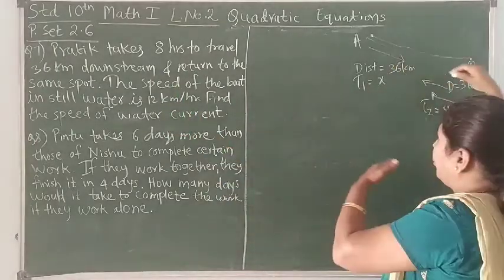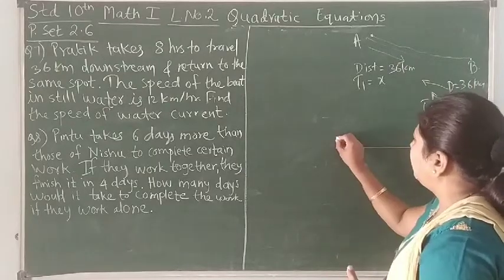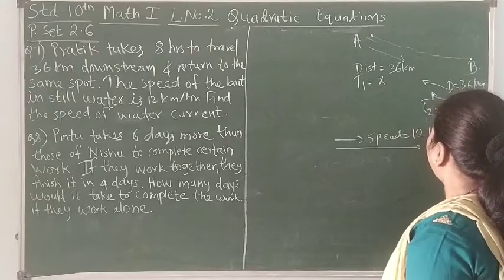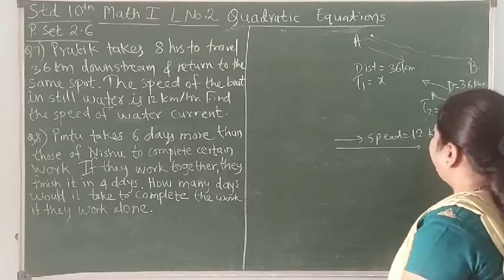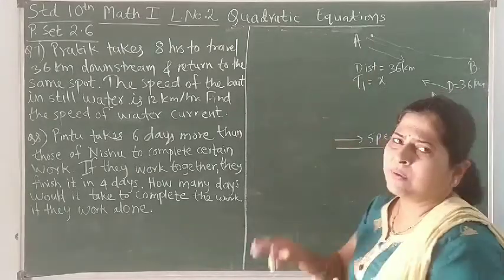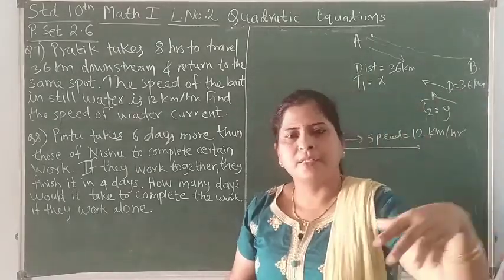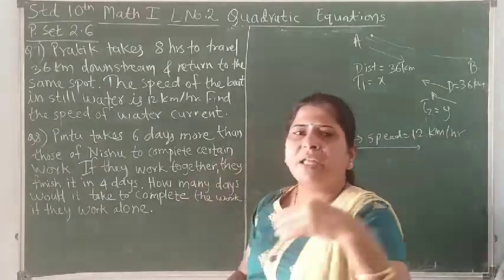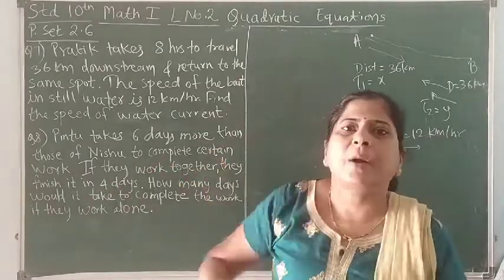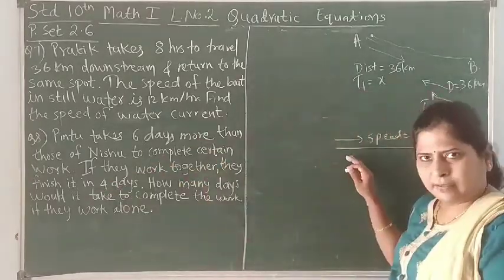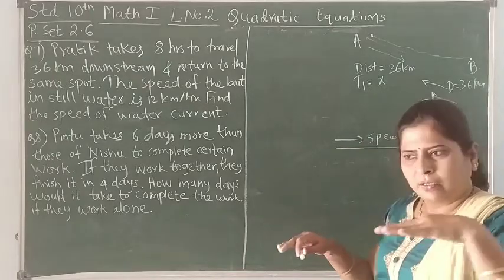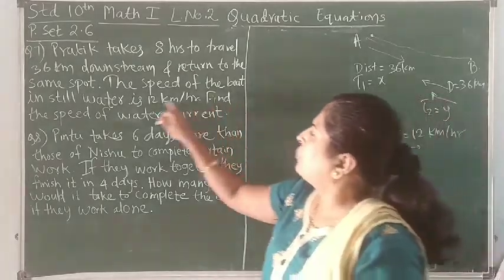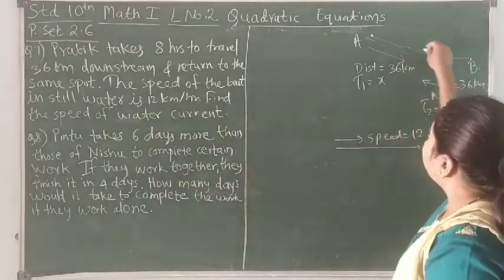It means if the water is not flowing, if it is still, then your speed is 12 kilometers per hour. This is the speed in still water. Here he is traveling in a river where water is flowing in a certain direction. While going towards the direction of the current, it is downstream, and coming back it is upstream. But suppose this is a lake where the water has no current, it is still water. Here the speed is 12 km per hour, and we have to find the speed of the current.